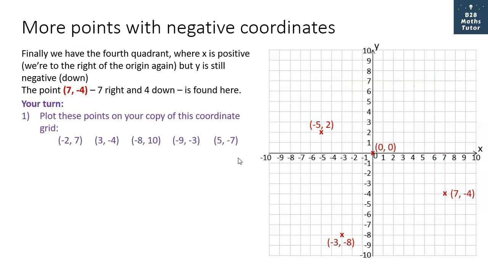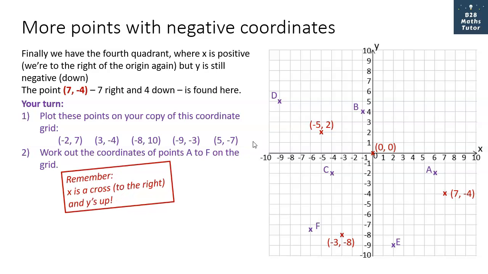Now your turn. Here are some points for you to plot on your copy of the grid. And then work out the coordinates of points A, B, C, D, E, and F. Remember, x is across to the right and y is up. So negative x means left, negative y means down. Pause the video, have a go at it, and press play when you're ready to check your answers.